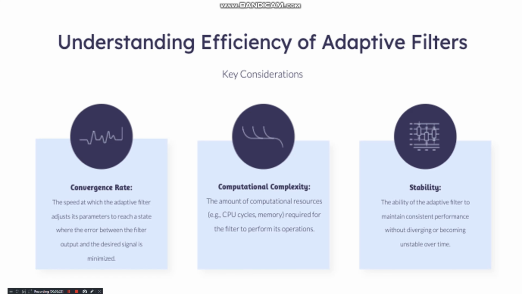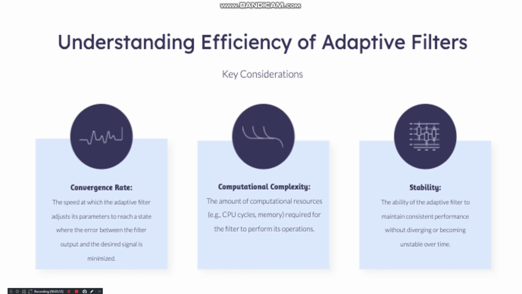Secondly, if we talk about computational complexity, it is basically the amount of computational resources, which includes the CPU cycles, memory, etc., that is required for the filter to perform its operations. And its impact on efficiency is that if we have lower complexity, it means less computational effort and faster processing times, which is very crucial for real-time applications. Moving on to the stability.